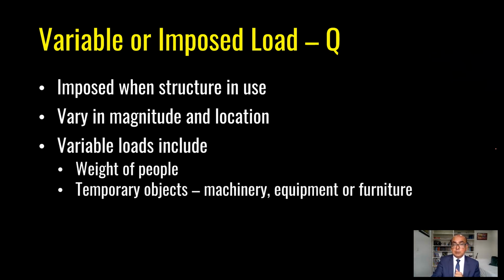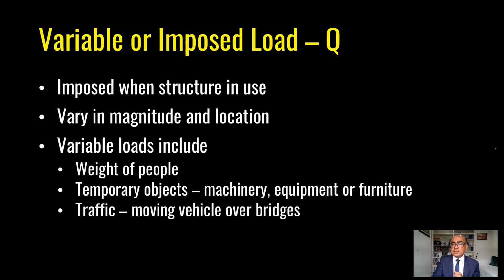They include temporary objects such as machinery, equipment, or furniture, which is not permanently fixed. It includes traffic as well. So when traffic moves over a bridge, it changes its magnitude and its location as well. Snow, and it includes wind load as well, but here I'm just talking about the vertical imposed load.